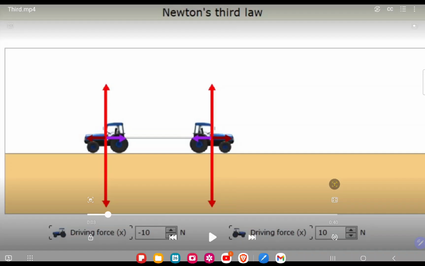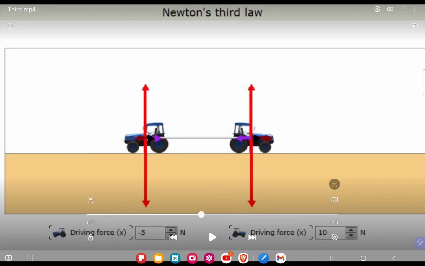Now let's have this model. As we can see here in this model, we have two tractors connected with this rod in between them. On the left tractor, there's a driving force of minus 10. In the right tractor, the driving force is 10 newtons. In this case, the system will remain stationary, no moving whatsoever.